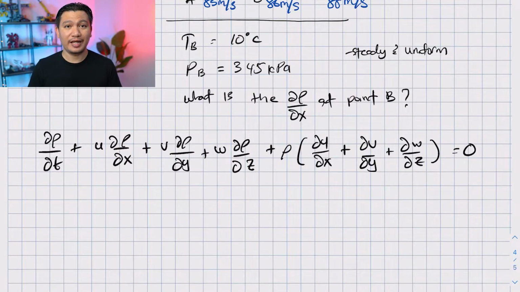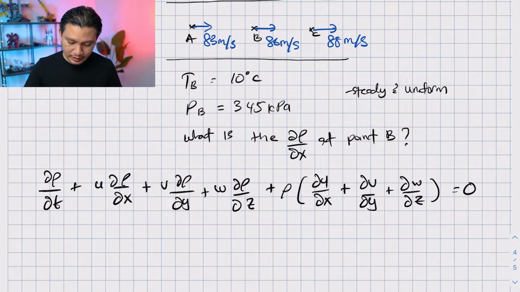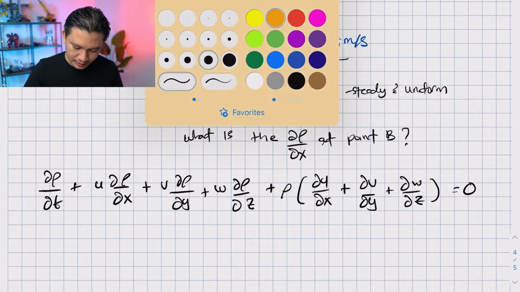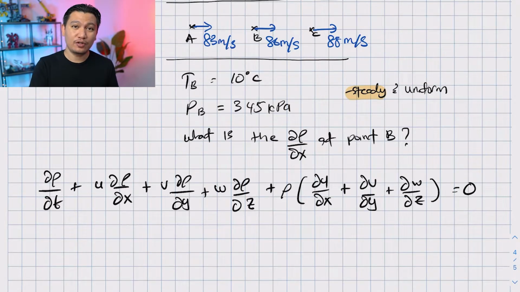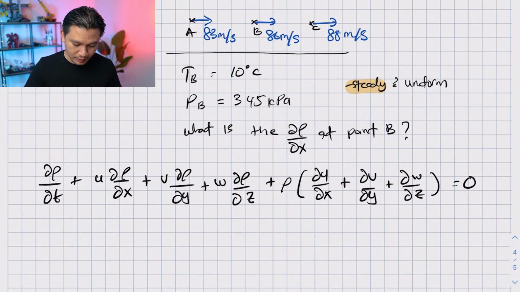Now what we need to do next is to find a few parameters that we can actually cancel out to ease our calculation. First of all, it says here that our flow is steady. Steady means that the flow does not change with time. So whatever change is associated with time, we can cancel it out. We can clearly see that del rho over del t will become 0.